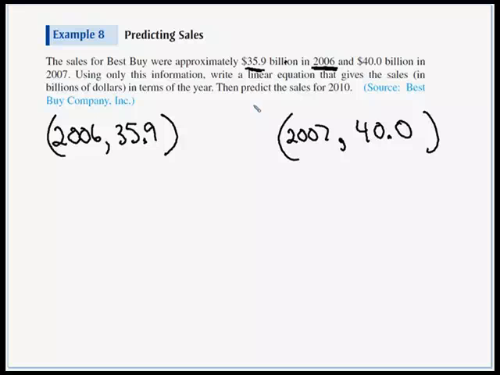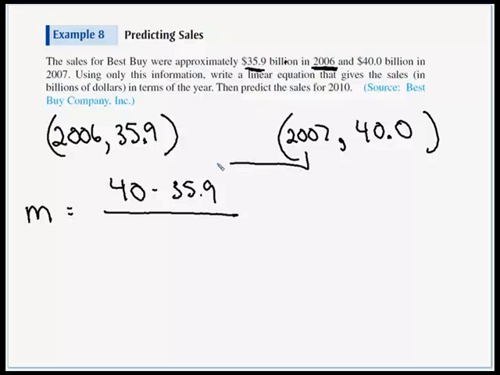We have 2 points. What can we find if we're given 2 points? Well, we can at least find the slope. So let's find the slope. We can't write an equation without slope. So the numerator is the change in y values. Here it's going to be 40 minus 35.9 over 2007 minus 2006.